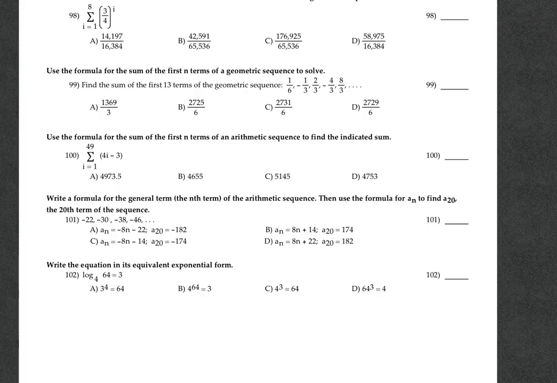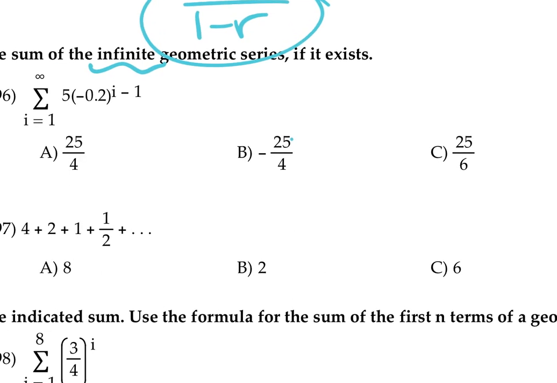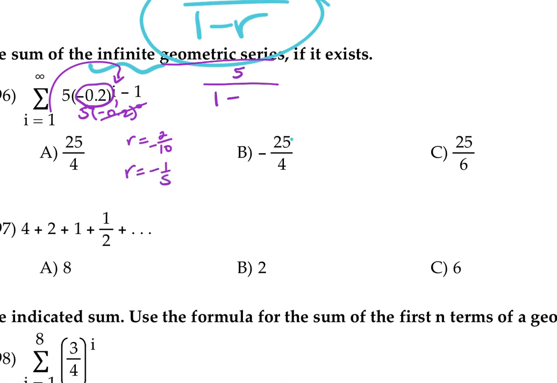And then, okay, last page. So for 96, we're doing an infinite series. So this is geometric. A1, if I plug 1 in, I'd get 5 times negative 0.25 to the 0 power. That's 1, so it's 5. 5 over 1 minus R, which is a negative 2/10 or a negative 1/5. So minus a negative 1/5 becomes 1 plus, and this becomes 5/5 plus 1/5 or 5 over 6/5. Keep, change, flip, and I get 25/6.